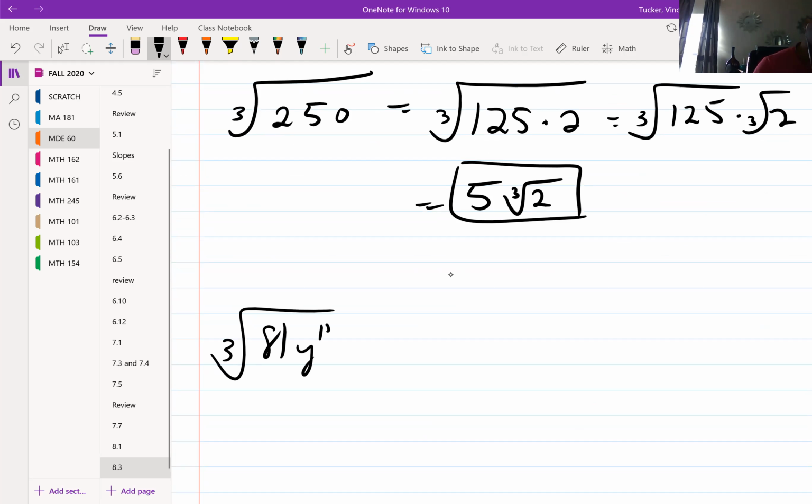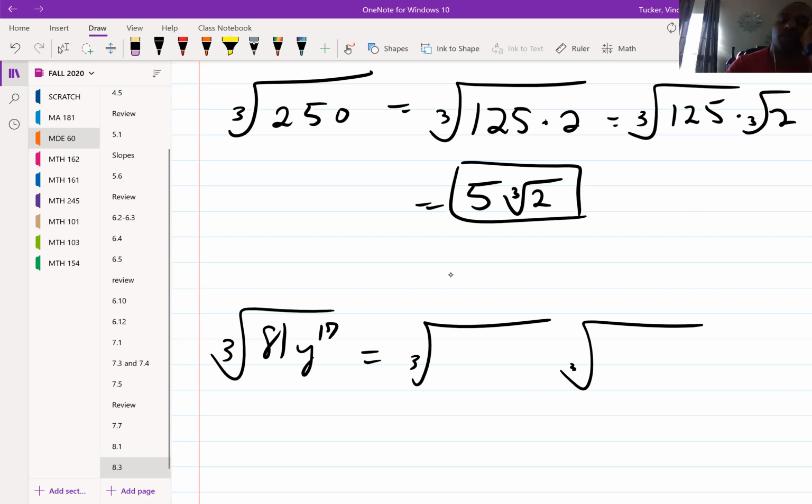All right. So now we're looking at the cube root of 81y to the 17th. And once again, our thought process is to have what we can take the cube root of, what we cannot take the cube root of. So we're going to do it like this. We can just go ahead and set it up.